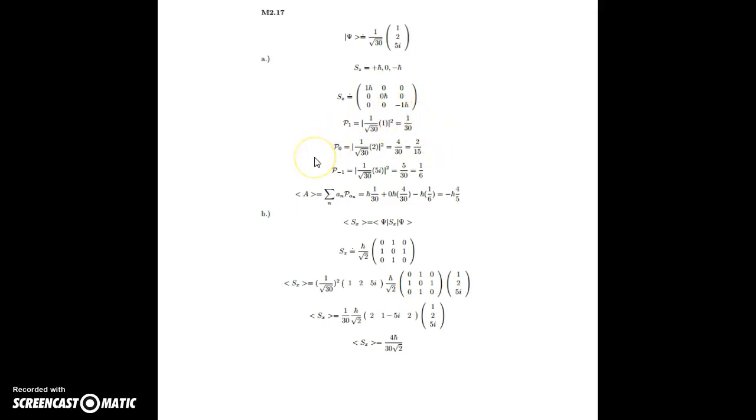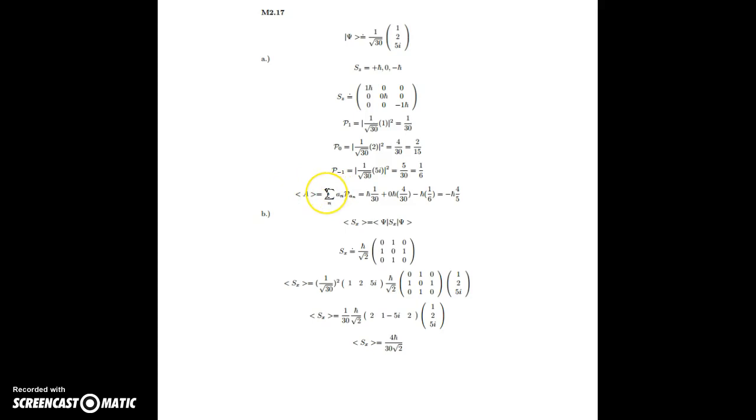And then the probability of getting a negative h bar, so now we're looking at 5i, is just 1 over square root of 30 times 5i, and that's squared, and that turns out to be 5 over 30, which is 1/6.